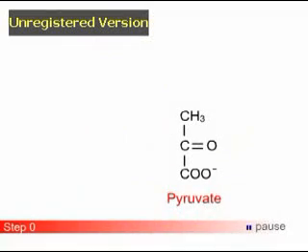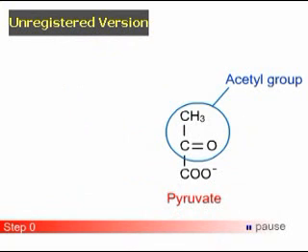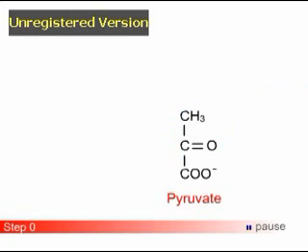The pyruvate dehydrogenase multi-enzyme complex catalyzes decarboxylation of pyruvate and the transfer of its acetyl group to coenzyme A, yielding acetyl-CoA. The pyruvate dehydrogenase multi-enzyme complex contains three separate enzymes, E1, E2, and E3.